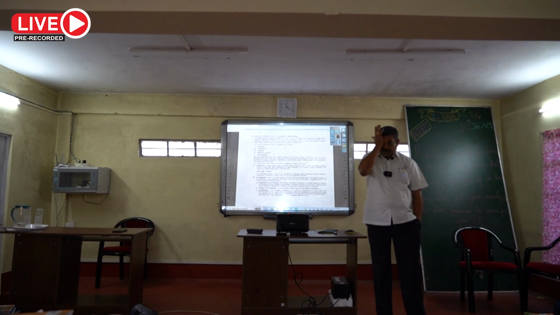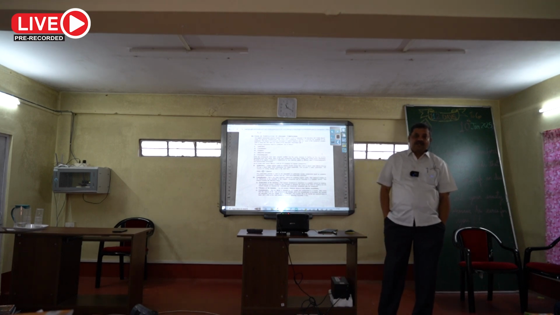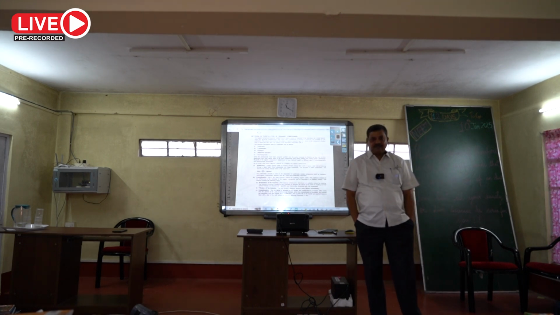Two types of camphors are there. One is used in food materials as a smelling agent. One is used for religious purposes. In most of the religious traditions, they light camphor, an easily combustible solid.